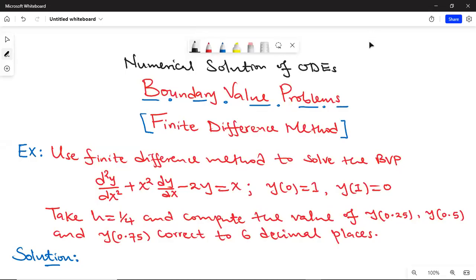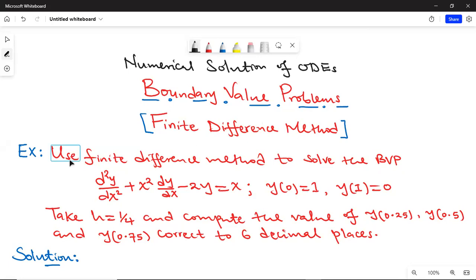Hello, everyone. Welcome back to this online class. Today, we are going to look at numerical solution of ODEs. We are going to look at boundary value problems, and in particular, we look at finite difference method.